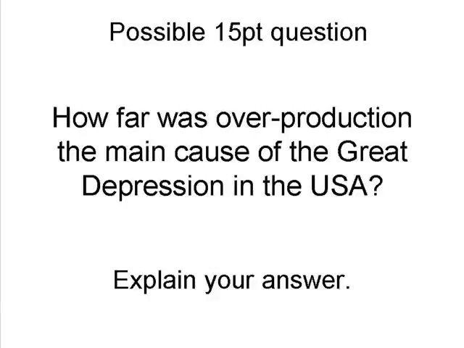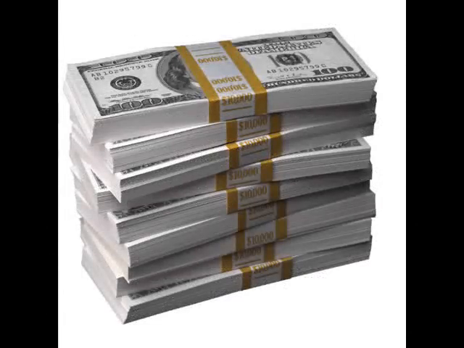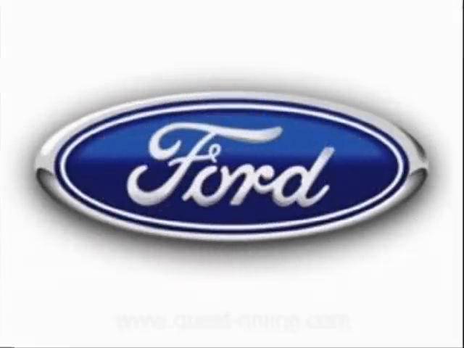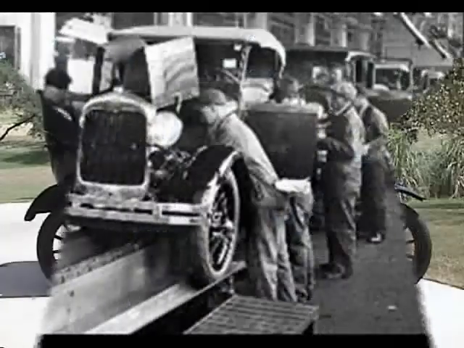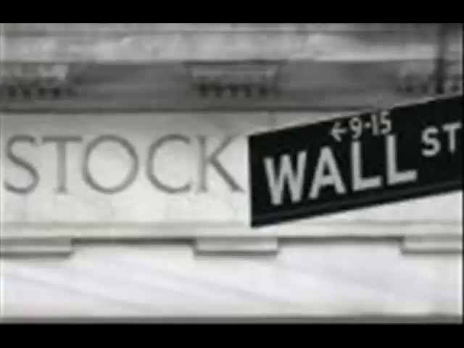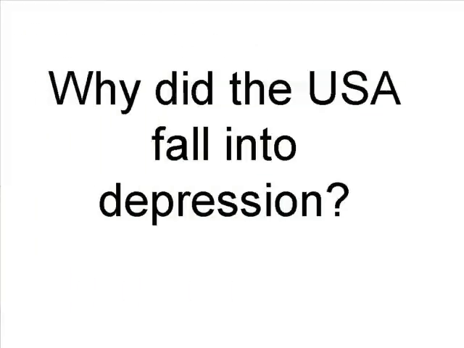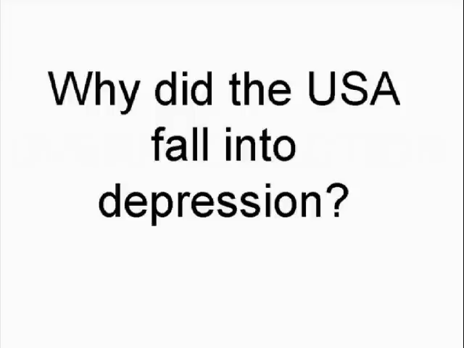Possible 15-point question. How far was overproduction the main cause of the Great Depression in the USA? For many, the 1920s was a period of prosperity, with Ford's car industry at the centre of the American economy, employing millions of people. However, in October 1929, this prosperity ended and marked the beginning of the Depression, triggered by the Wall Street crash. Essentially, we need to be thinking about the question, why did the USA fall into depression?